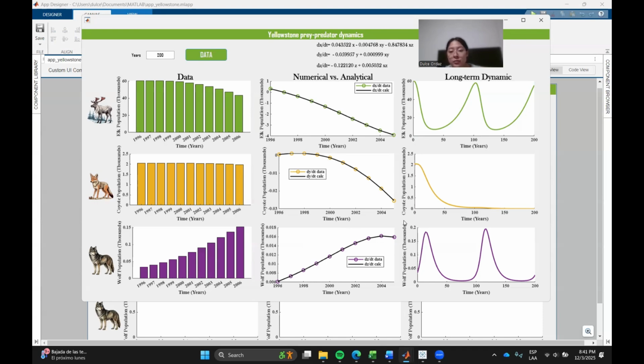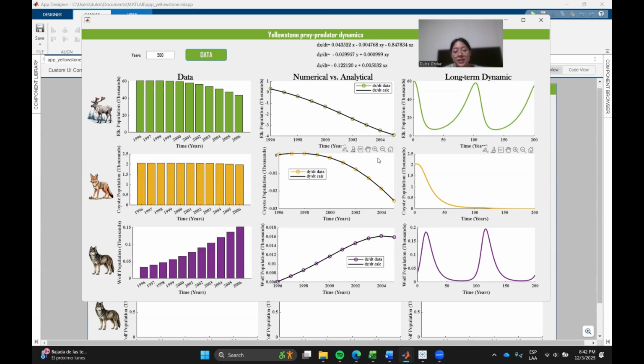Then the long-term dynamics were modeled using the ODE45 solver of MATLAB, because this type of differential equation cannot be solved using normal integration, so a mathematical solver was required. These plots show us how the population changes or fluctuates over time. For instance, in the elk graph, we can see how the elks grow and decrease, and then grow and decrease again, following a type of oscillation.